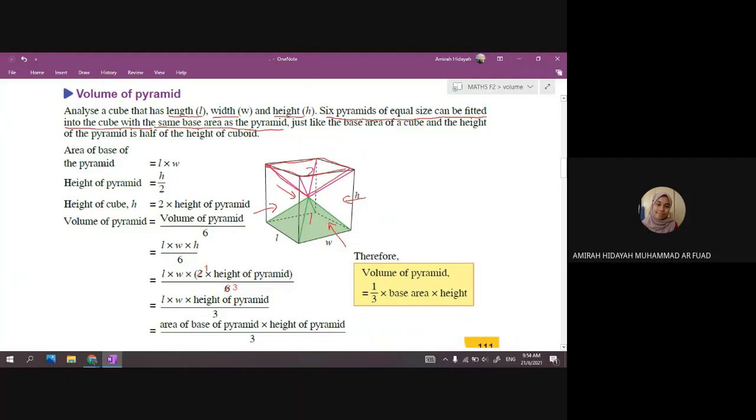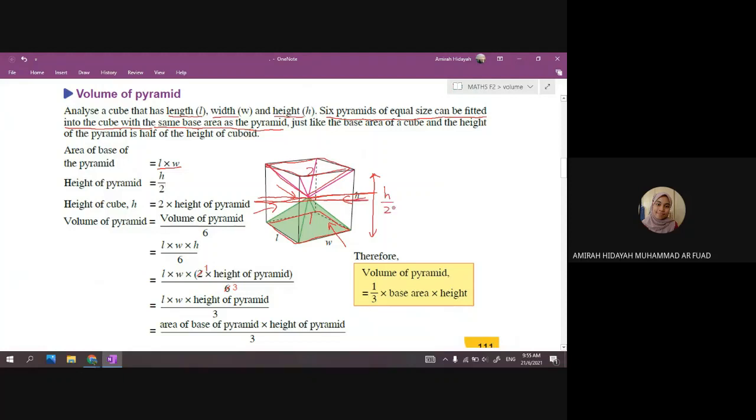So kita dah tahu area of base of the pyramid. Okay, area of base dia. Base pyramid ni bentuk square. So square kita dah tahu length time width, right? Height of pyramid h/2. Nampak tak ni? Height of pyramid ni dia adalah separuh daripada cuboid ni. Ni kan tinggi cuboid, cube. So height untuk piramid ni hanyalah separuh dia.